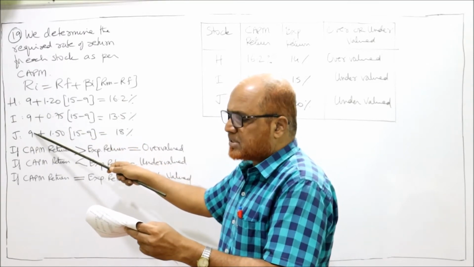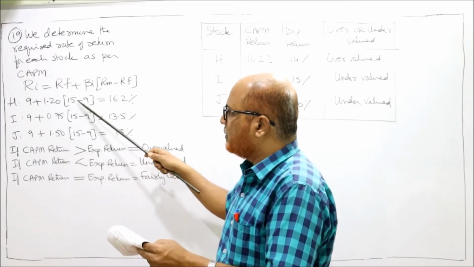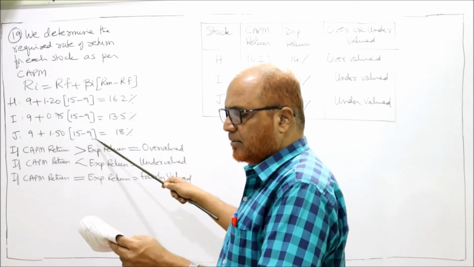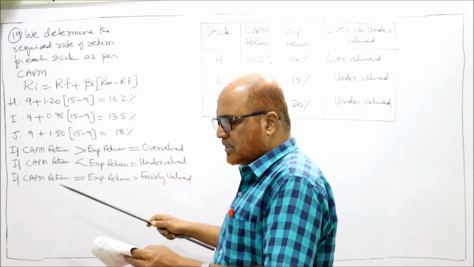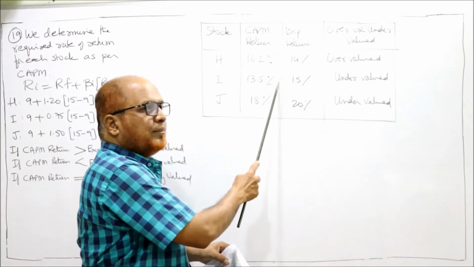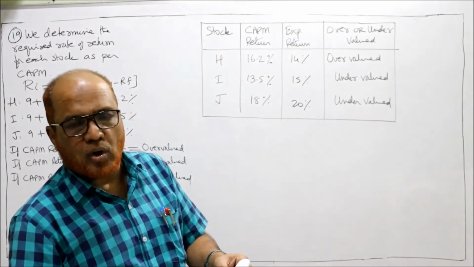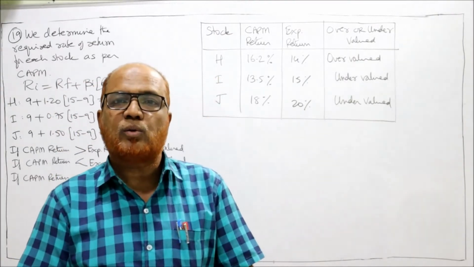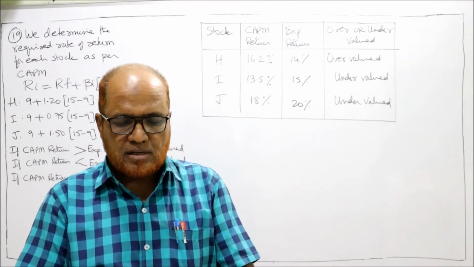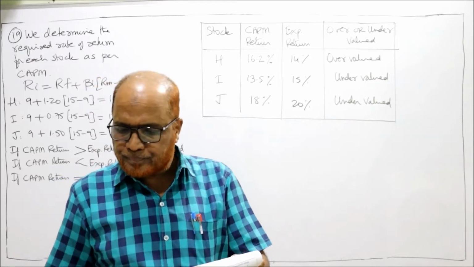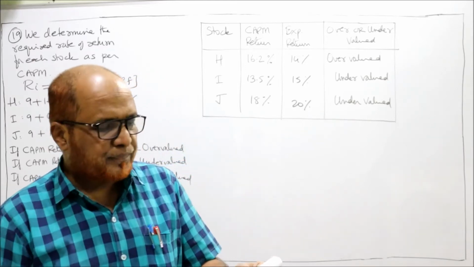रिस्क फ्री रेट 9% है, बीटा दे दिया प्रॉब्लम में, 15% this one market return. Apply this rule and then make the table and decide whether it is overvalued or undervalued. So you can do the 20th problem as your practice. Then 21st problem. See the 21st problem.